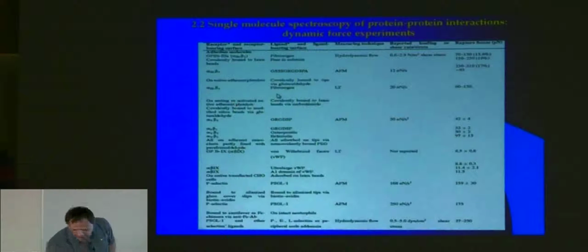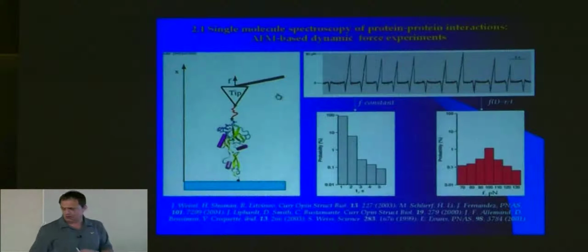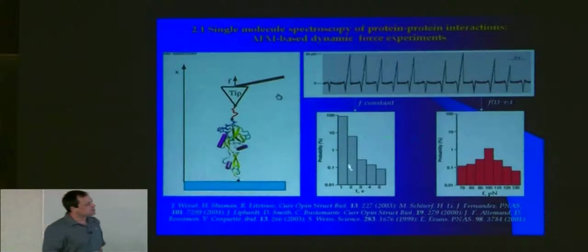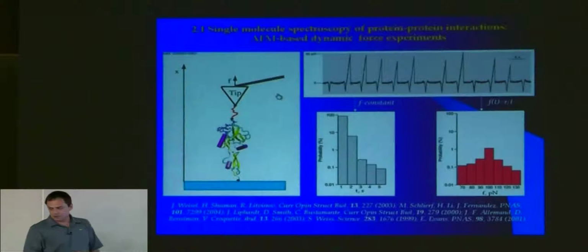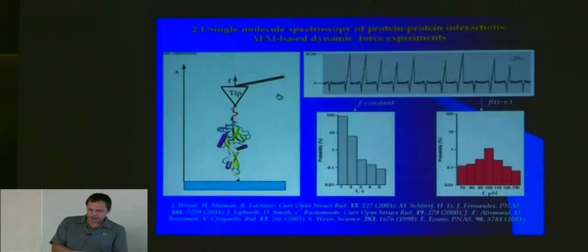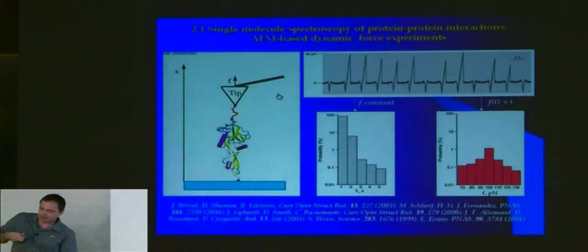Explain the histograms. What is the horizontal axis? The horizontal axis is lifetime. I apply force and then I wait. 1 second, 2, 3, 5, ruptured.